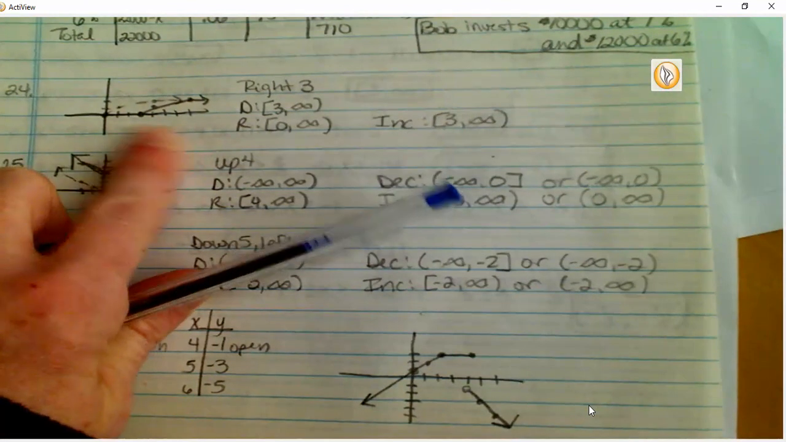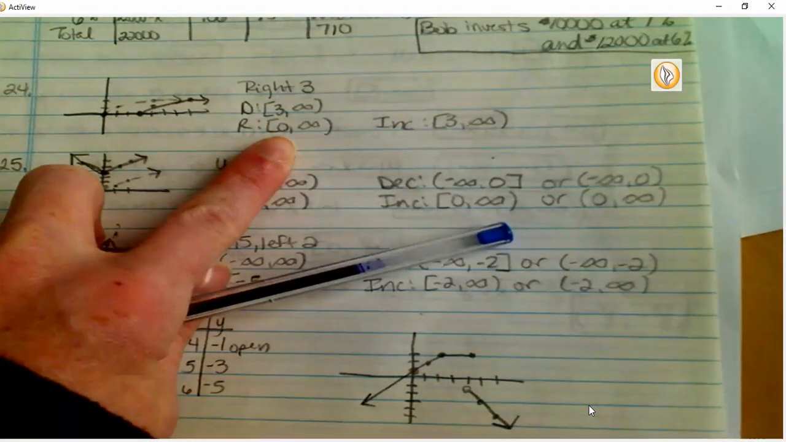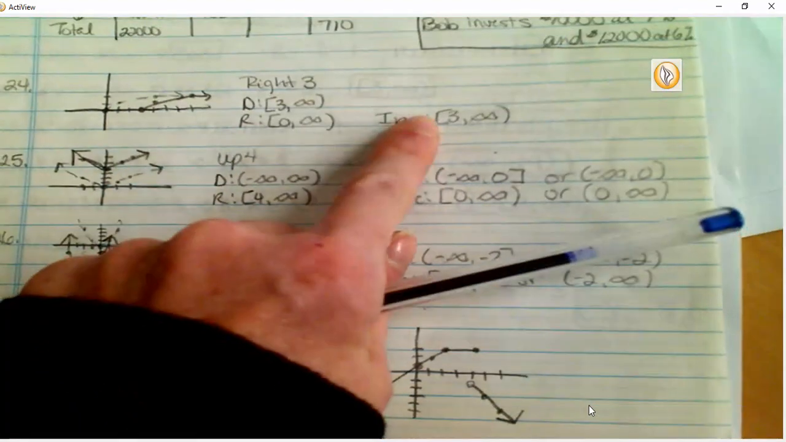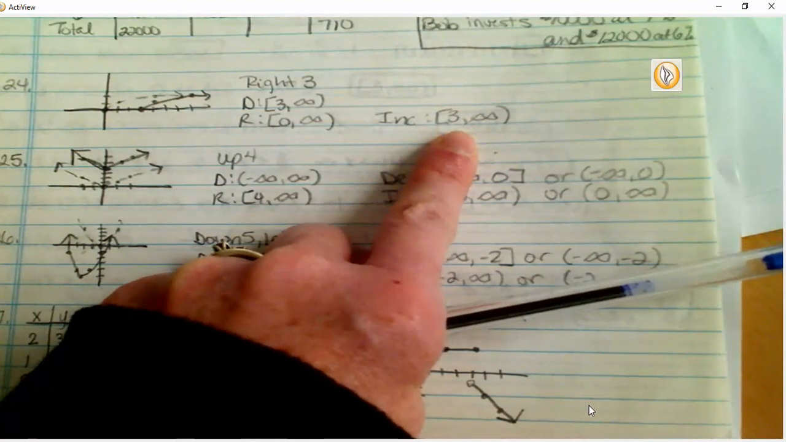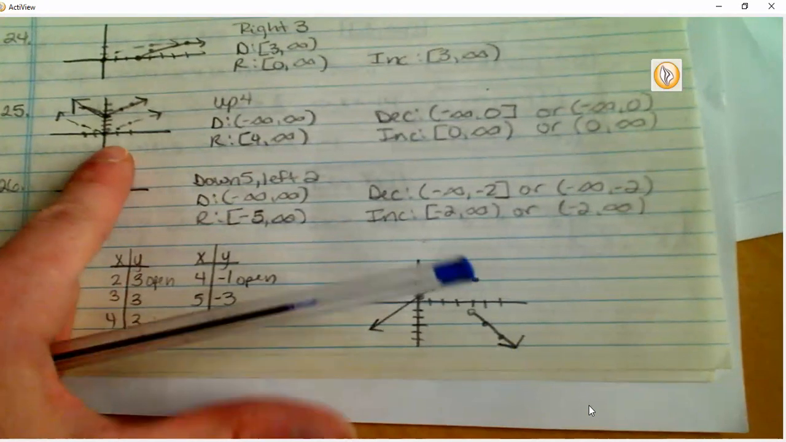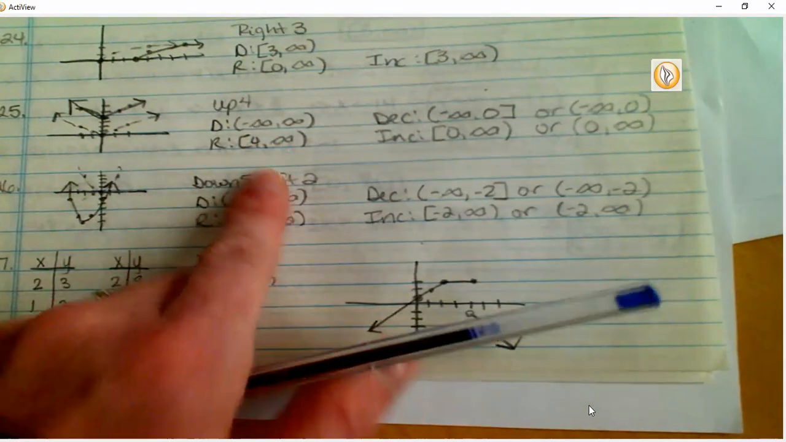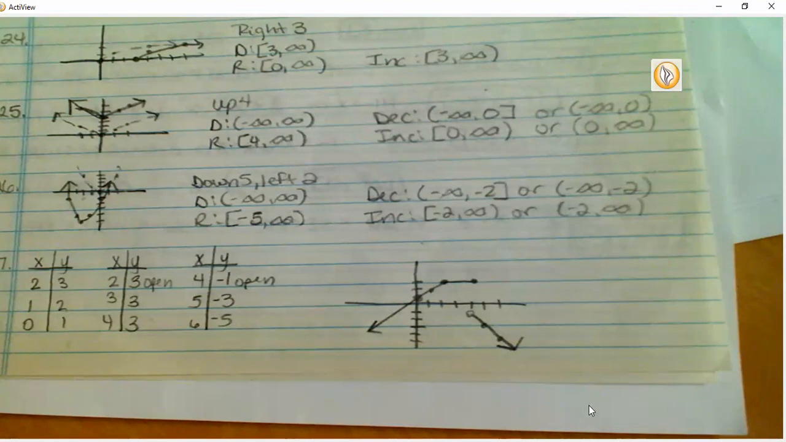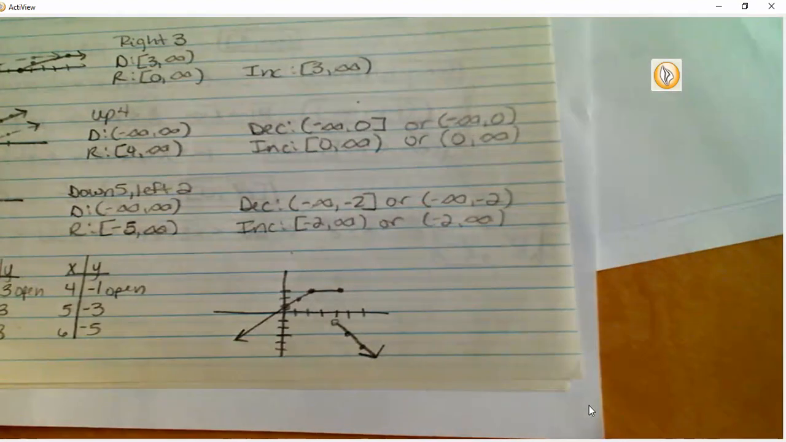You took your square root graph and moved it to the right 3. Domain bracket 3 to infinity. Range bracket 0 to infinity. Increasing from 3 to infinity. On the increasing, decreasing, it doesn't matter if you have a bracket or a parenthesis on the 3. Okay, 25, you took your absolute value and moved it up 4. Domain negative infinity to infinity. Range bracket 4 to infinity. Decreasing from negative infinity to 0 and increasing from 0 to infinity.